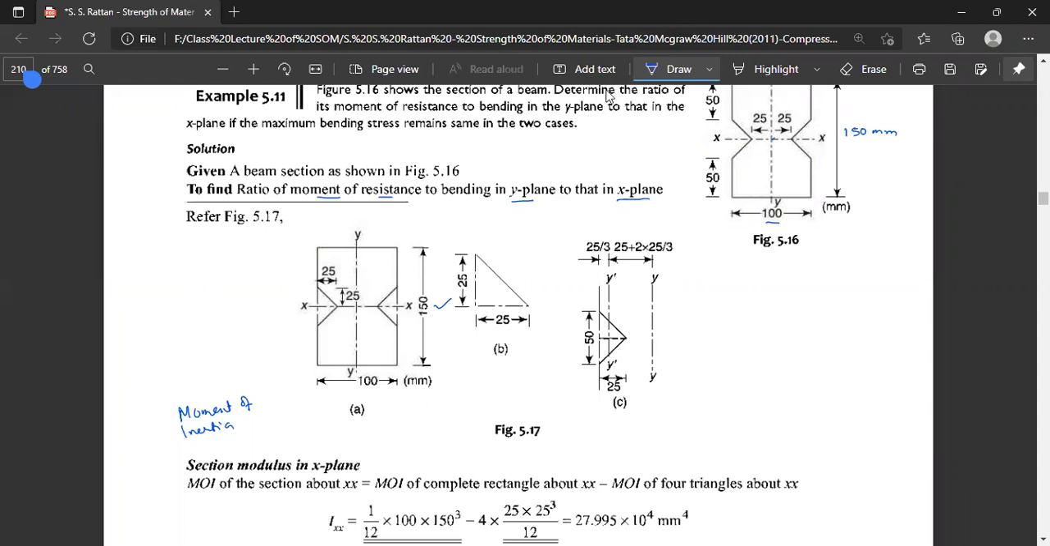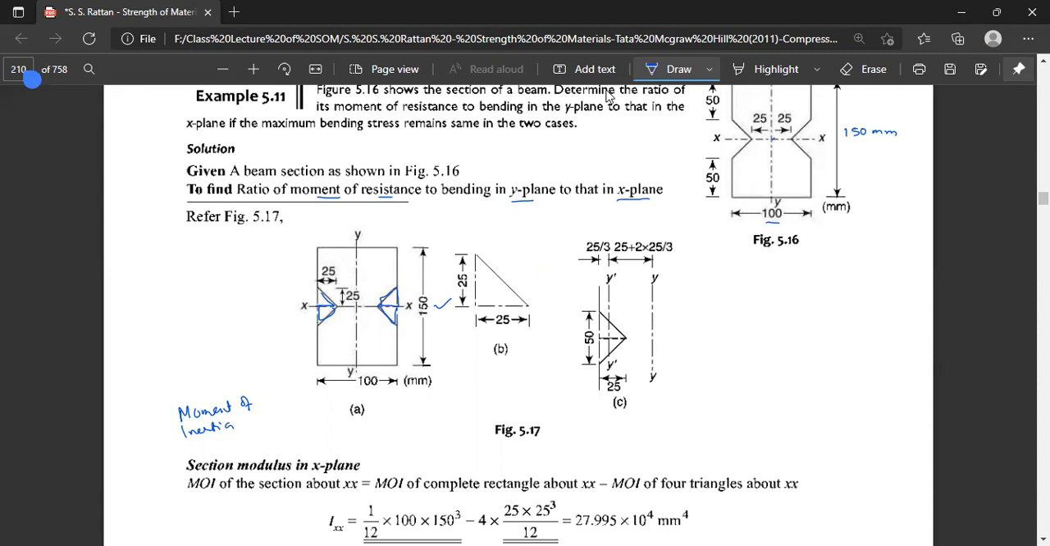What are the 4 triangles? This is one of the triangles from here to here. This is another triangle from here to here. This is one of the triangles from here to here, and this is another triangle from here to here. So its dimension is given. We know the height of each triangle is 25, and the base of each triangle is also equal to 25.